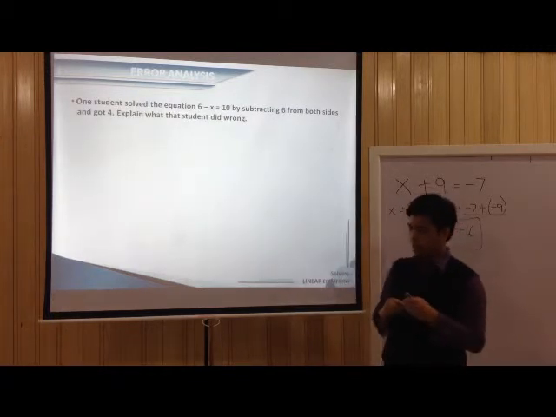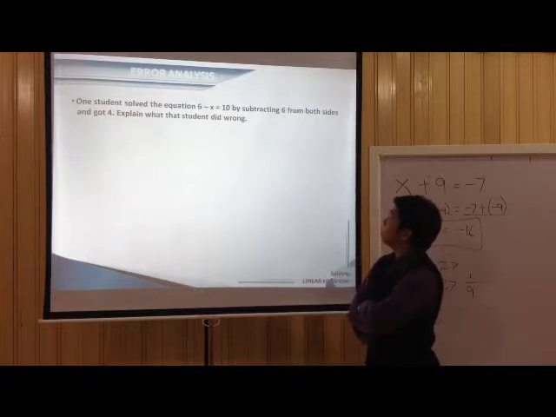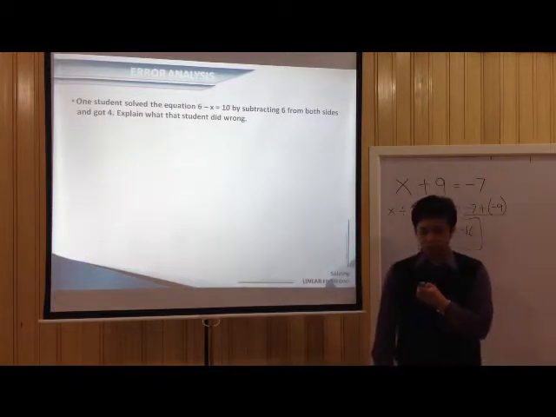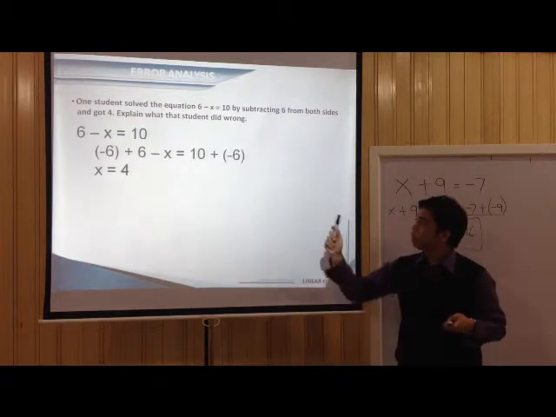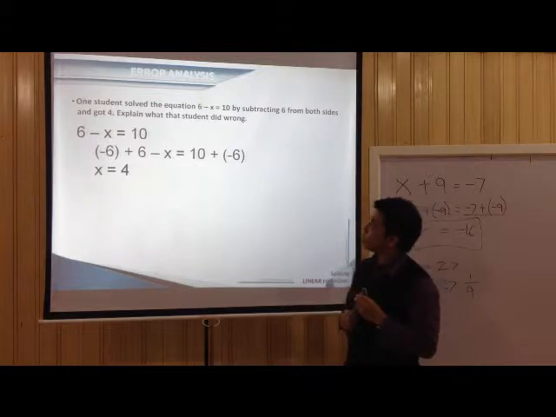One student solved the equation 6 minus x equals 10 by subtracting 6 from both sides and got 4. Explain what the student did wrong. Now here's what the solution of the student looks like. 6 minus x equals 10.